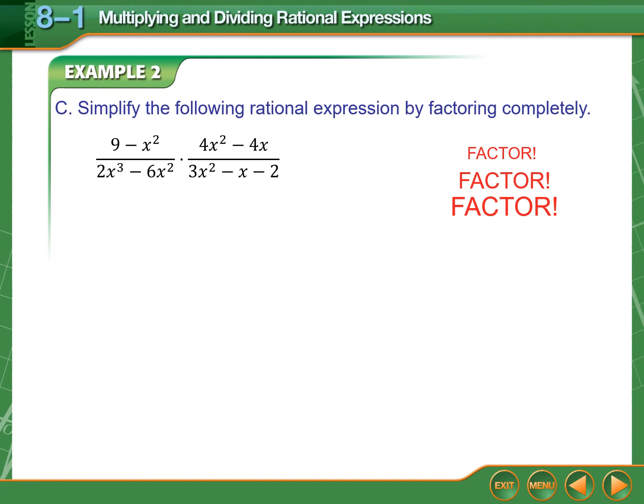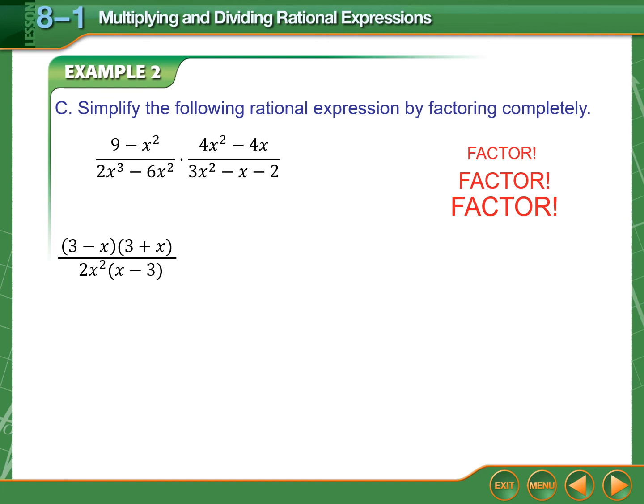So first step, I see difference of squares. I'm going to write it correctly too. I'm not going to turn it around. It's 3 minus x and 3 plus x. Now in the denominator, I see 2 and I see an x to the second power. Both terms have at least an x to the second power. So when I write that, I get 2x squared and x minus 3. Now let's move on to the second fraction.